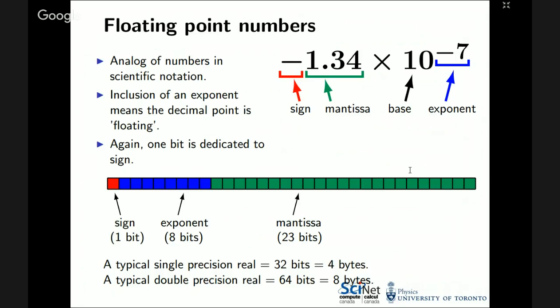So basically, a typical single precision real number has 32 bits or 4 bytes. 1 bit is for the sign, 8 bits for the exponent, and 23 bits for the mantissa. Okay, and the expression is always like that. The base remains fixed, base 10, and then the exponent is what changes and gives you how many decimal points you will have, or how many units in base 10 you have. A double precision number has 64 bits or 8 bytes.